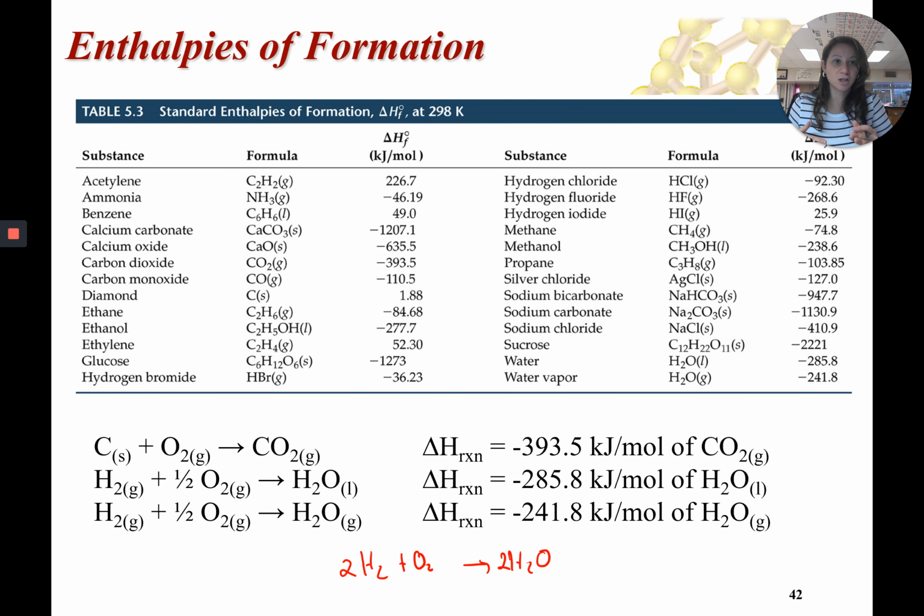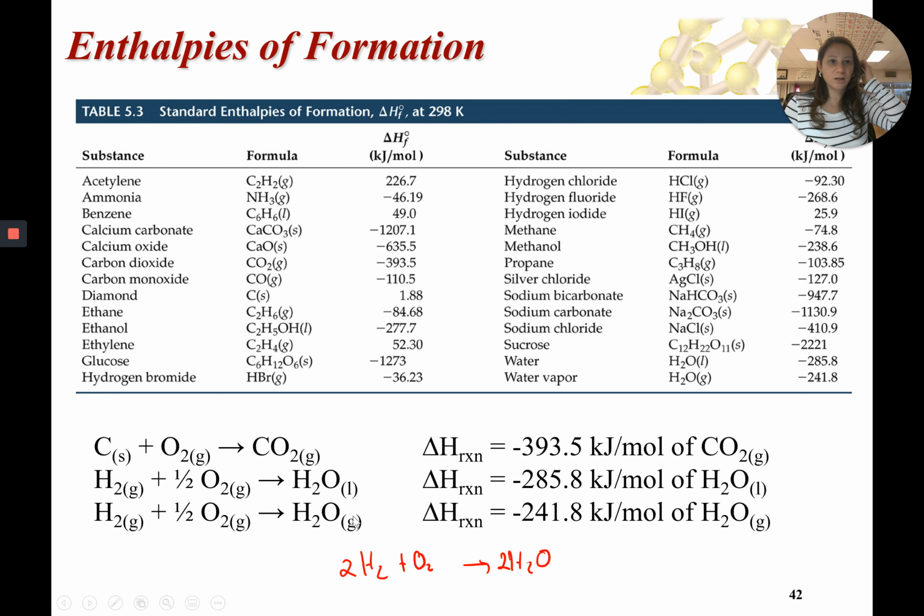Because by definition, it's forming 1 mole of your compound, the coefficient has to be 1. So you have to reduce to make that 1, which gives 1 H2 and a half O2. That's why it's written this way, because it's forming 1 mole. If I were to double it, then the delta H would be double the number in the table. Now notice that there's a difference in liquid versus gas.